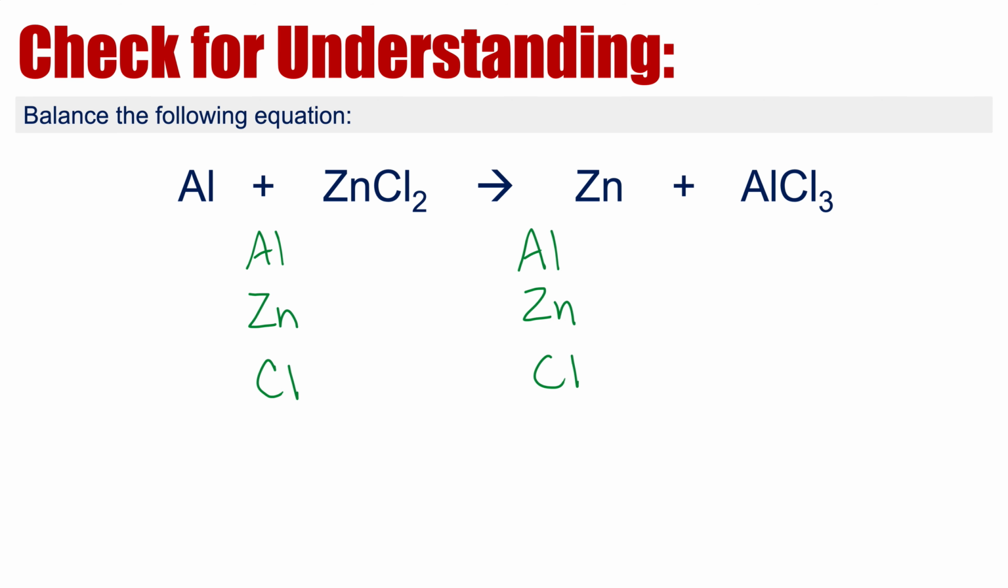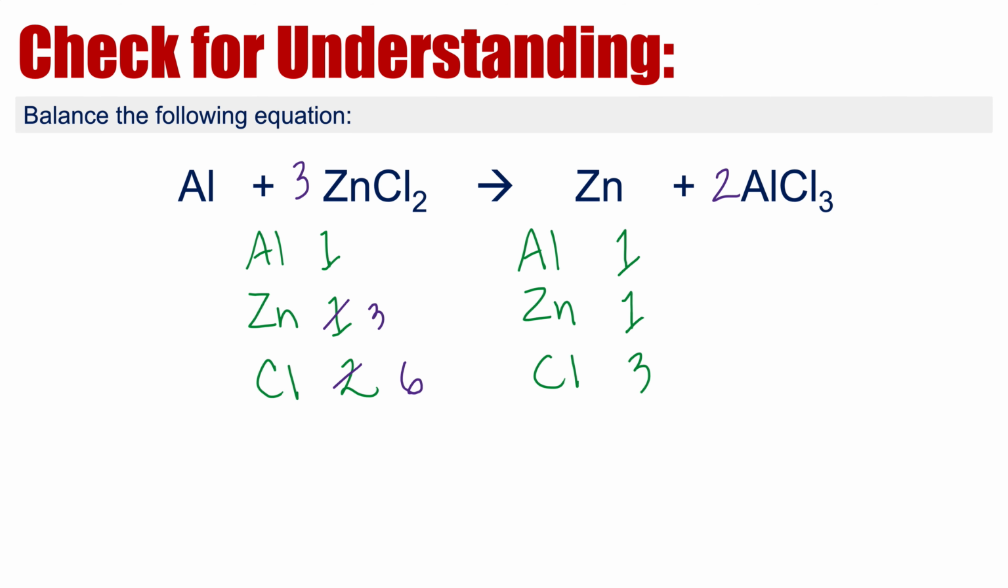So I go through, I do my inventory, I go through and I notice that I have 2 chlorines on the reactant side, I have 3 on the product side. They both have 6 in common, so I'm going to try to get both sides to have a total of 6. Let's say I put a 3 in front of zinc chloride. That brings the number of chlorines up to 6, the number of zincs up to 3.